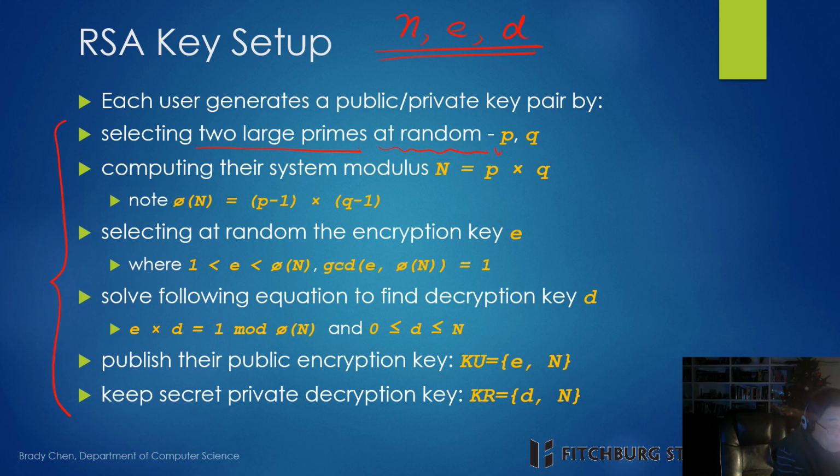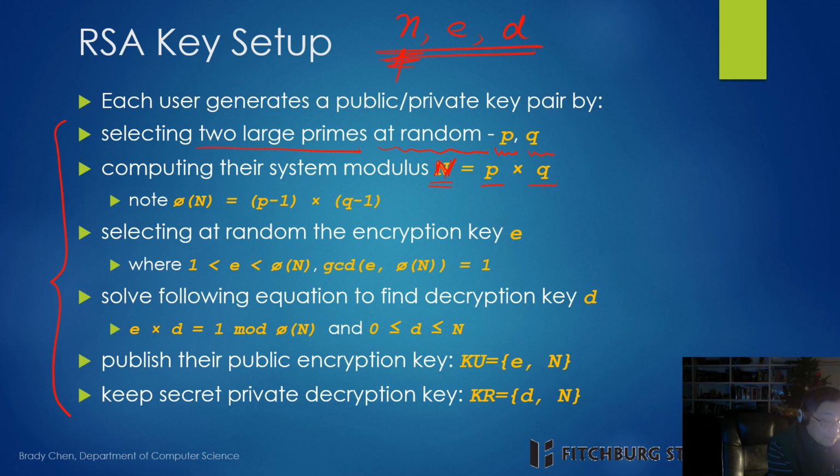Let's say we select two large prime numbers. How large is this? It should be very, very large. Then we multiply P and Q. Once we find two prime numbers, we multiply them, and we get the number n. That's the number that we want to determine first.